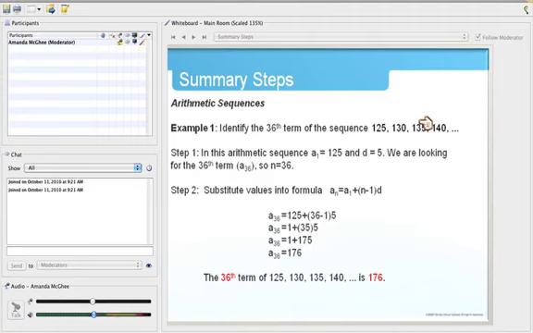Make sure to use the order of operations. We need to do what's in parentheses first. So the first thing we do, 36 minus 1, which is 35. Then we need to multiply before we can add. 35 times 5 is 175. Plus 1 gives us that the 36th term of this sequence is 176.